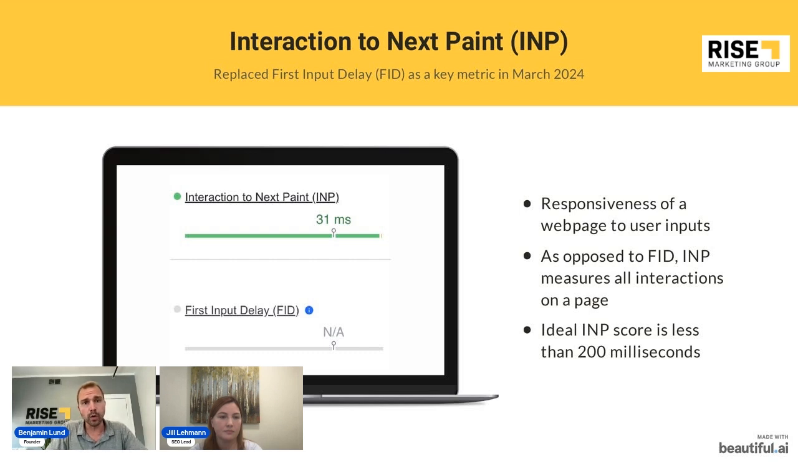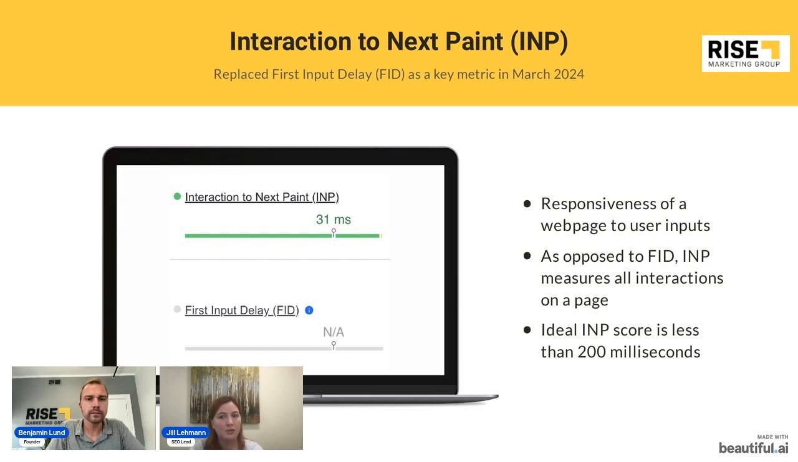Another metric within Core Web Vitals is Interaction to Next Paint, otherwise known as INP. Jill, why don't you share what exactly is Interaction to Next Paint? So Interaction to Next Paint actually replaced First Input Delay as a key metric back in March of this year. It just gives a more accurate understanding of responsiveness of a page based on user input. So with First Input Delay, that was a measurement of the first interaction of a page. INP is all interactions on a page and how those are measured.